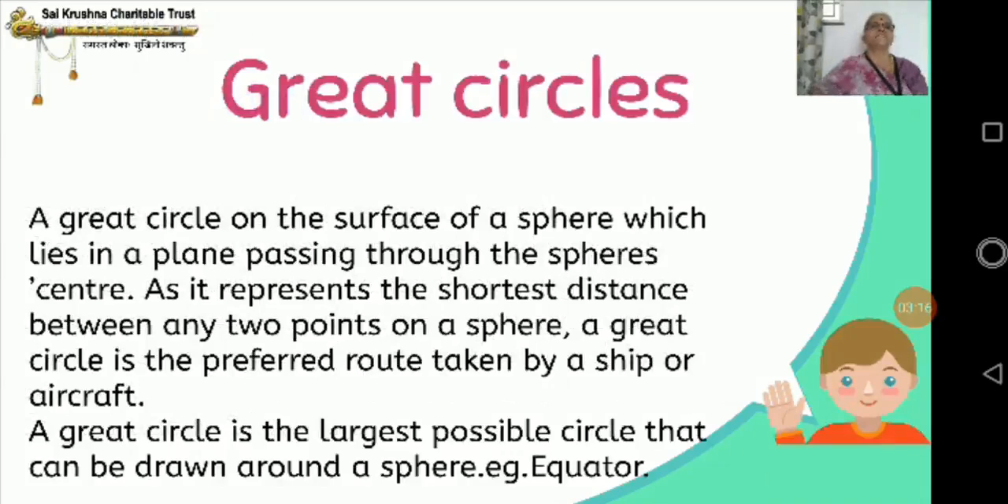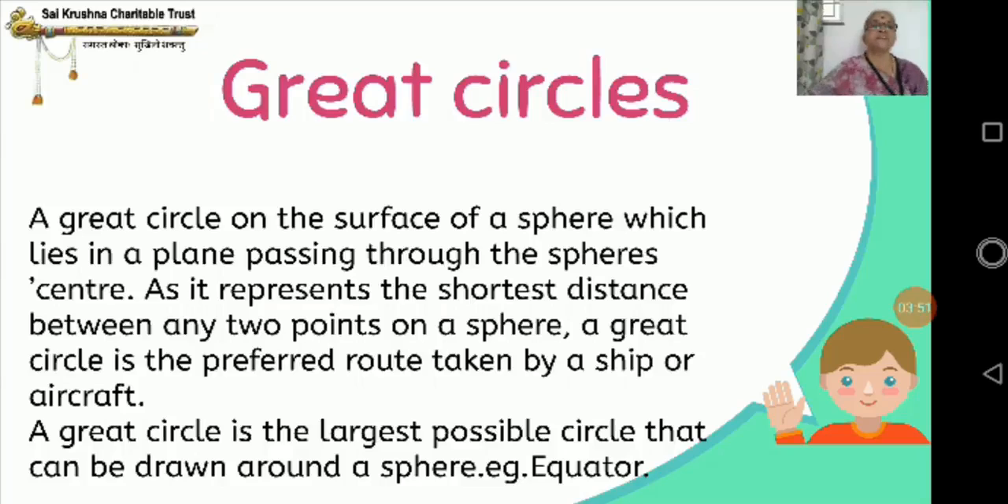Now, what are great circles? A great circle is a circle on the surface of a sphere which lies in a plane passing through the sphere's center. Where does it pass? Through the sphere's center. As it represents the shortest distance between any 2 points on a sphere, a great circle is the preferred route taken by a ship or an aircraft. A great circle is the largest possible circle that can be created or drawn around a sphere.